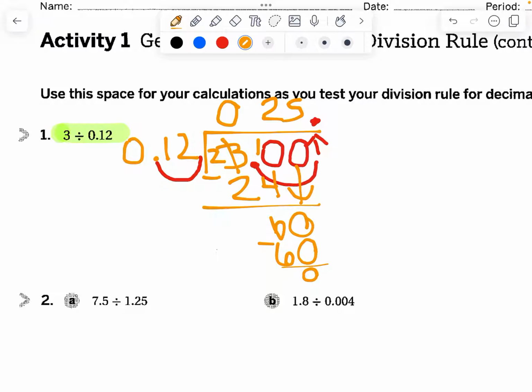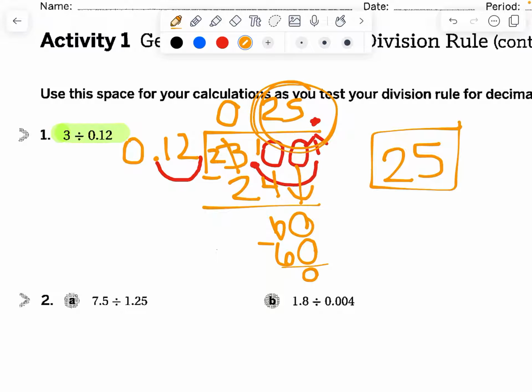Let's take a careful look at our answer up here. We've got 25 with a decimal point behind it. That decimal doesn't really mean anything since 25 is a whole number. So your final answer for number 1 would just be 25. If there are no digits behind that decimal, you do not need to include the decimal in your answer.